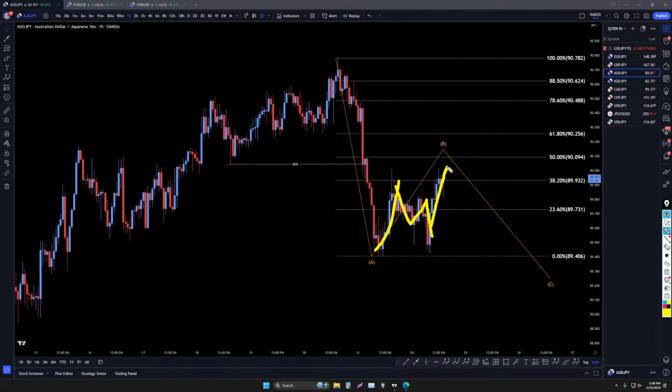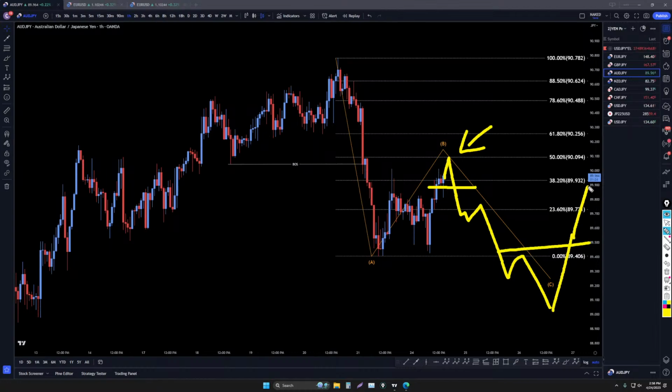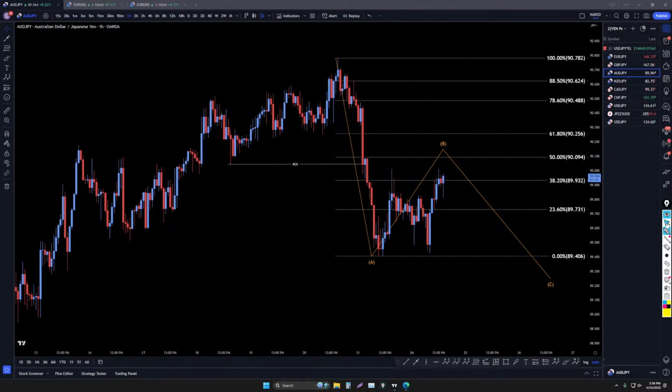Don't see any reason to think it's over yet, and it very easily could just keep on drifting up and turn into a big wave 3, like a 1, 2, and 3. But if it does make an impulsive move down, if it does take out structure to the downside, that would tell me that the correction is over, and most likely it would go down and make a wave C. And then later on it would go up and continue the uptrend like that.